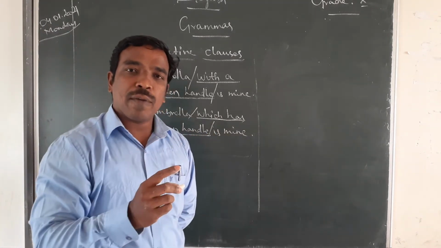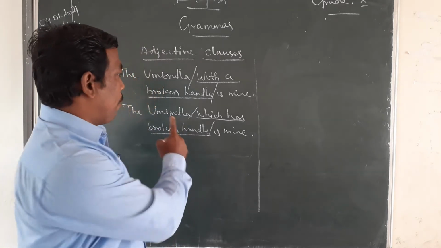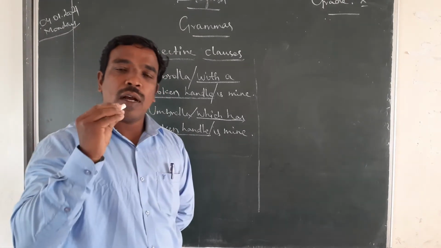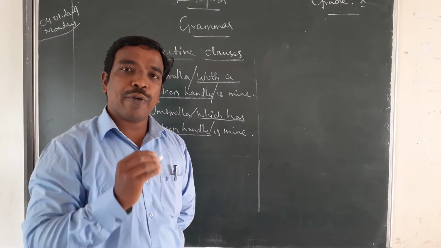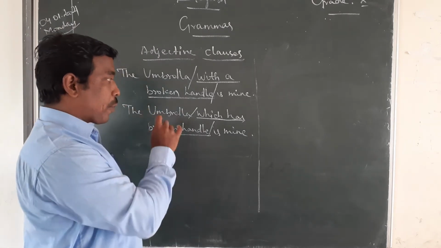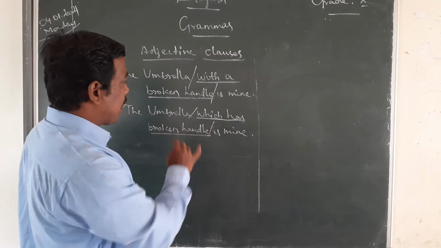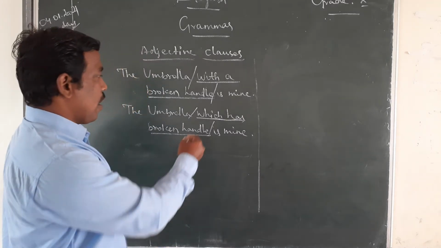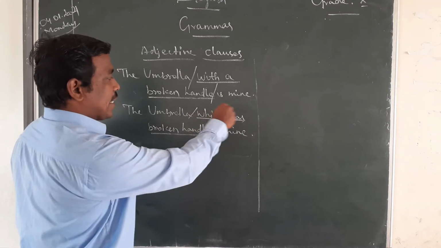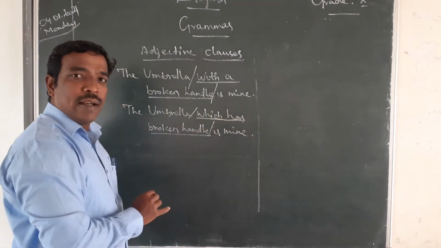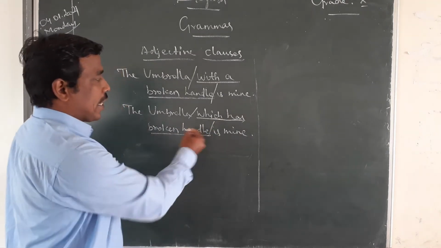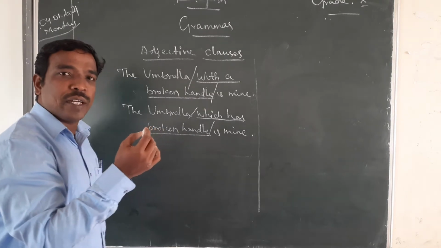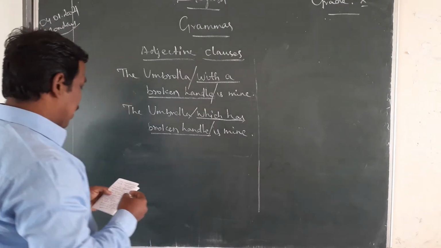I already told you adverb class starts with a subordinating conjunction, but adjective class starts with a relative pronoun and relative adverb. So that's very important. Relative pronouns: who, which, that. From those words it will start. Keep it in your mind. So, the umbrella which has a broken handle describes the umbrella, and has a subject and a finite verb. So that's what an adjective class is. This one is an adjective phrase, because with a broken handle has no subject and no finite verb. Some more sentences you write.